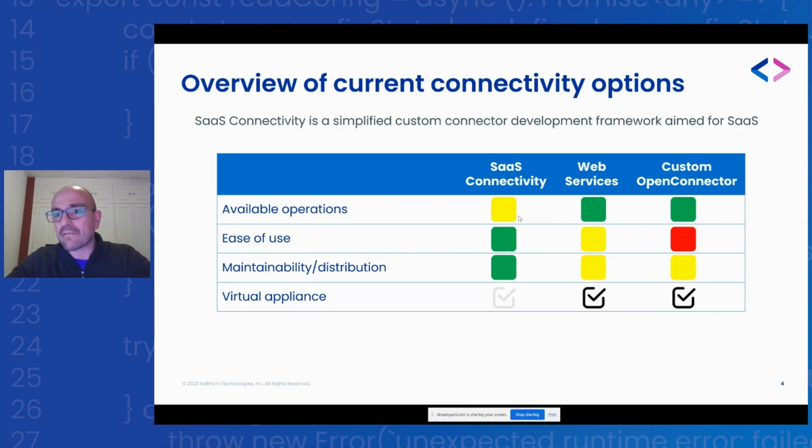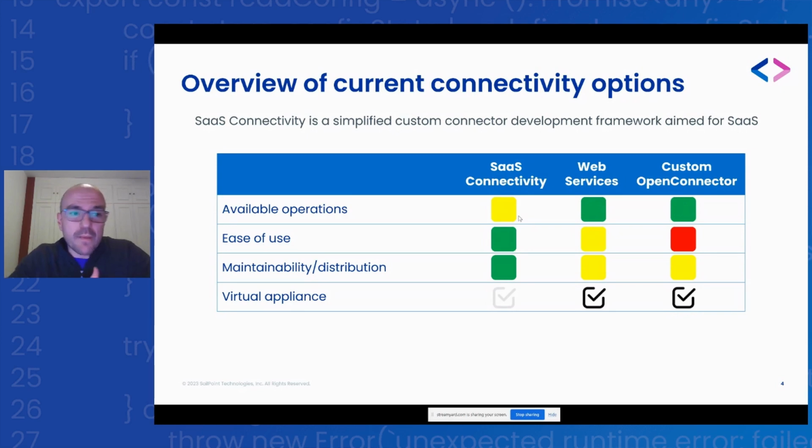And finally, the custom open connector. Of course, you can do whatever you need with it, but it comes at a cost. It's more difficult to put together, so the developer experience is much better if you go for SaaS connectivity and you can work with that.